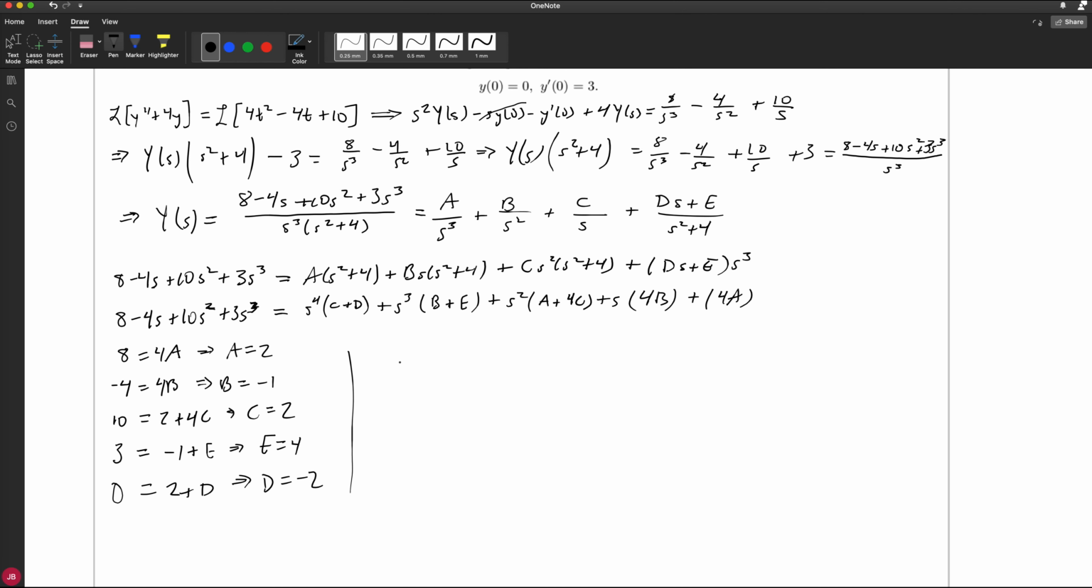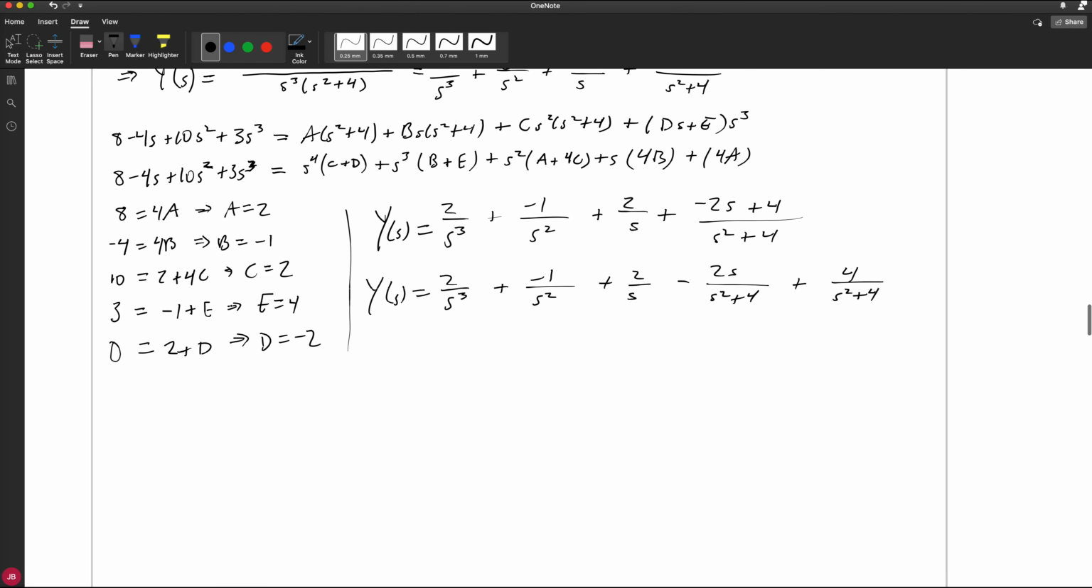All right, so y of s then equals this decomposition right here. So a, which is 2 over s cubed, plus b, which is negative 1 over s squared, plus c, which is 2 divided by s, plus, and then negative 2s plus 4 all over s squared plus 4. And if you like, since we know that this is going to split up as a sine and a cosine identity, why don't we go ahead and do that?